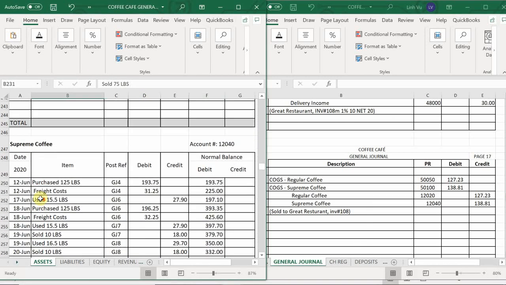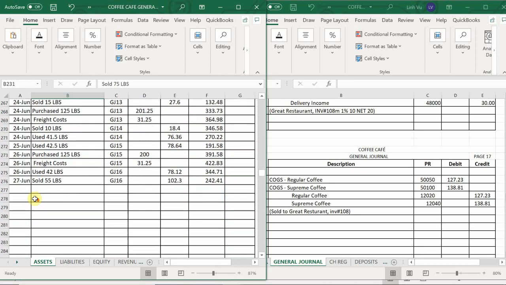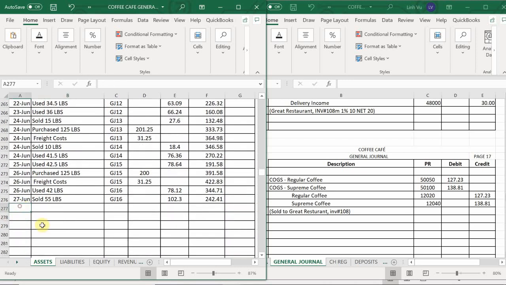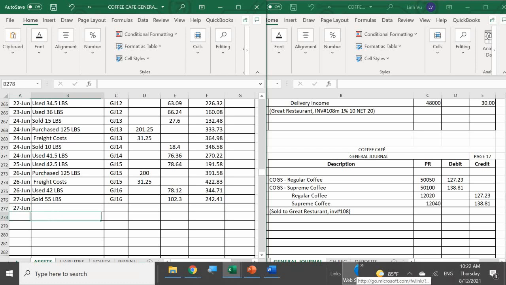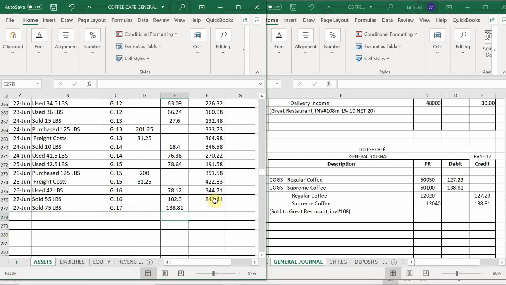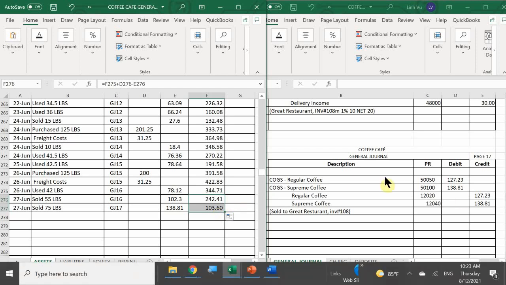So last but not least, update your Supreme Coffee to 627. And this time we actually sold 75 pounds. General Journal 17. And it was for 138.81, which then should give me a running balance of 103.60, which is exactly what we have in our inventory worksheet. Okay.